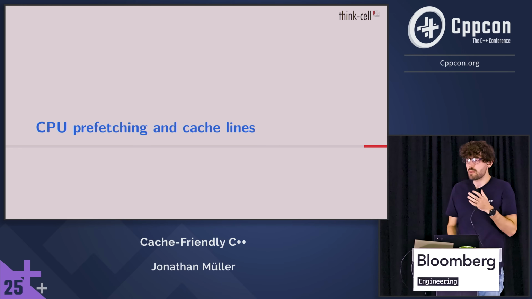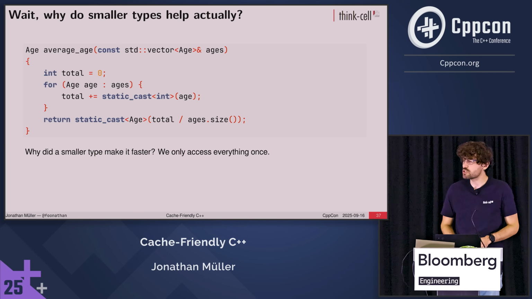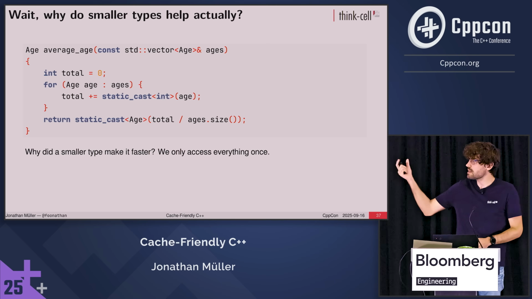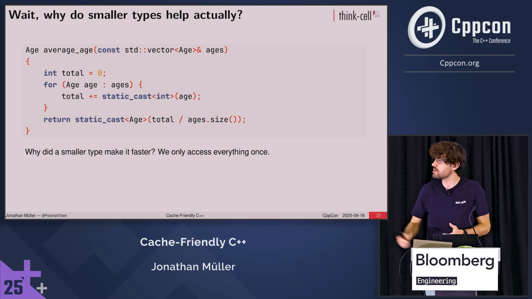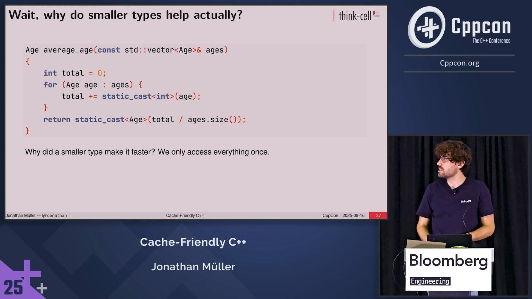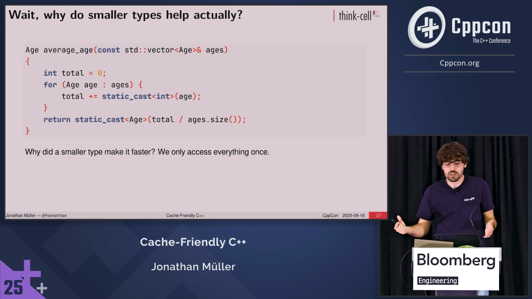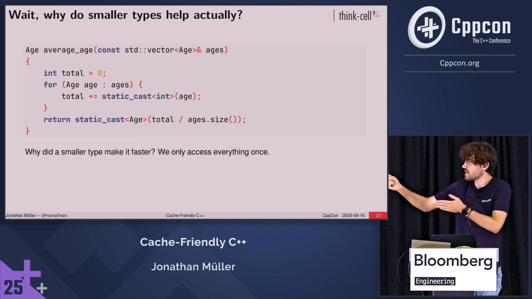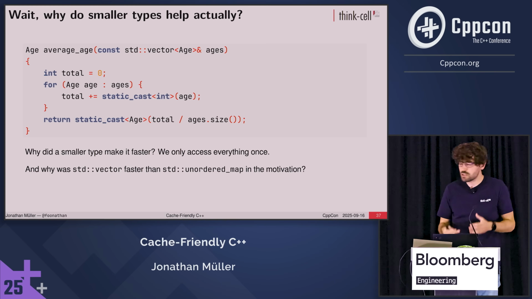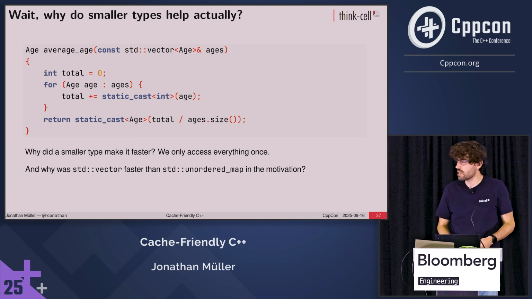Now, if you've been paying attention, you might be wondering, why did that actually help? In the average age benchmark, when we made the age type smaller, why did that actually help? We're only accessing every address once, right? We don't go over the data again. So we're only accessing everything once. So why does it matter that more of them fit in the cache? Everything should be a cache miss anyway, because we haven't accessed the data before. And also, the cache so far doesn't explain why std::vector was faster than std::unordered_map in the motivation.